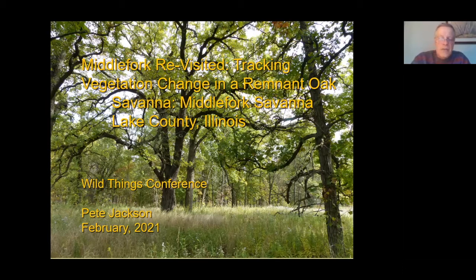In 2019, I was asked to resurvey the vegetation plots at Middlefork to assess temporal change in the savanna, specifically to determine whether previous management actions had resulted in sustained improvements in plant diversity and floristic quality. In this presentation, I will briefly review results from surveys conducted in 1996 by Marlin Bowles and my own surveys from 2005 and 2019, thus covering 23 years of vegetation change. Management implications will also be discussed.